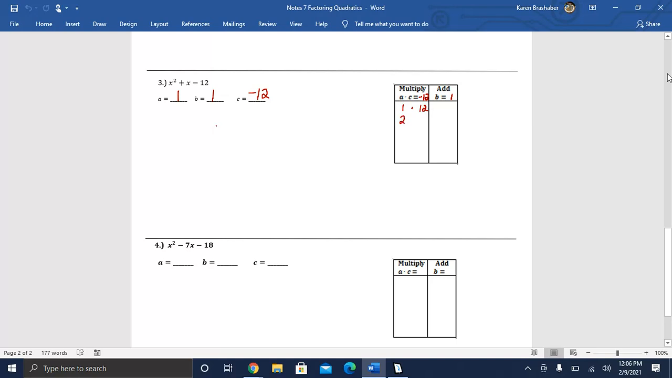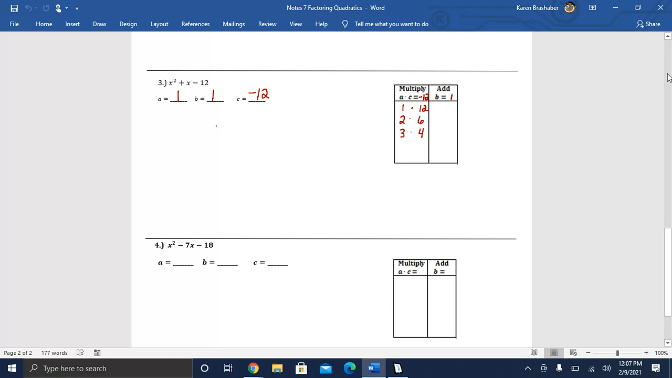2 will multiply by 6. That'll give us 12. 3 would multiply by 4 and give us 12. And there are no other factors of 12. So now we want to concentrate on which one of these pairs we could make our signs work so that when we add them together, we get a positive 1.